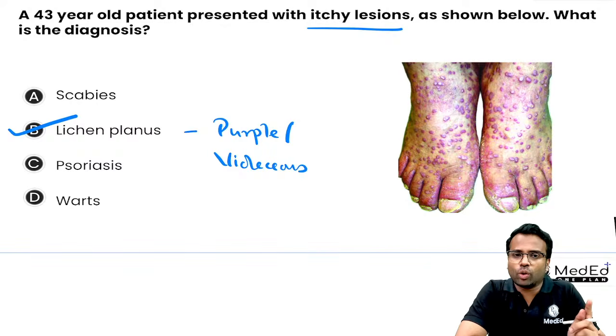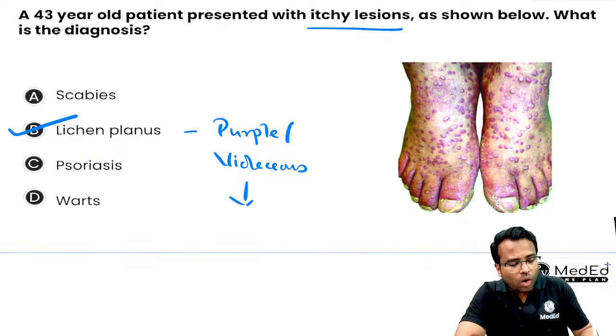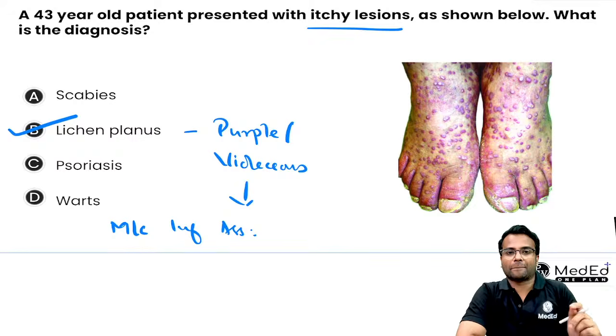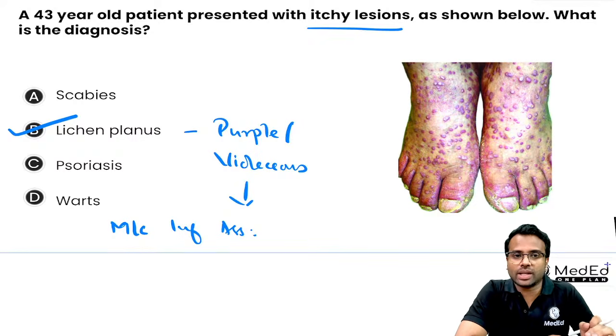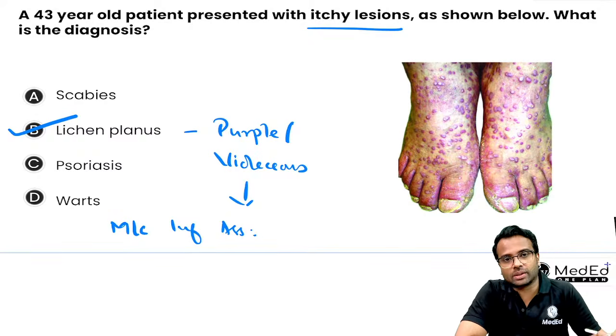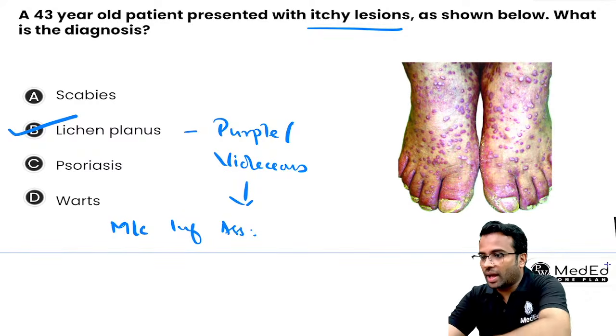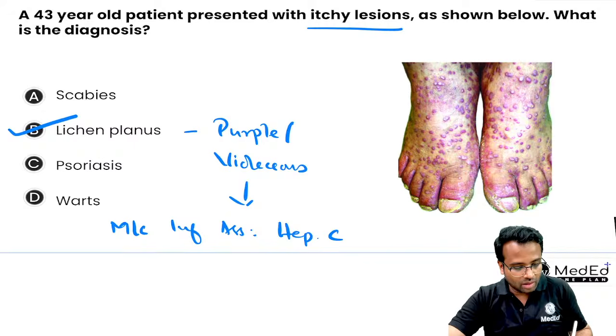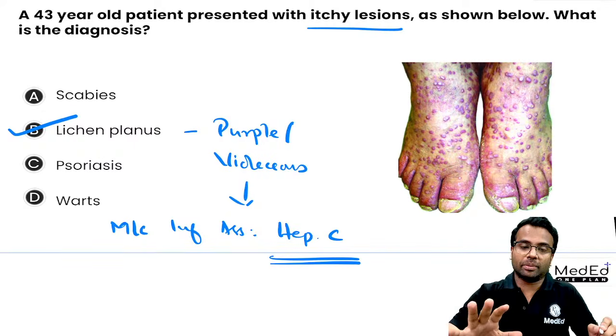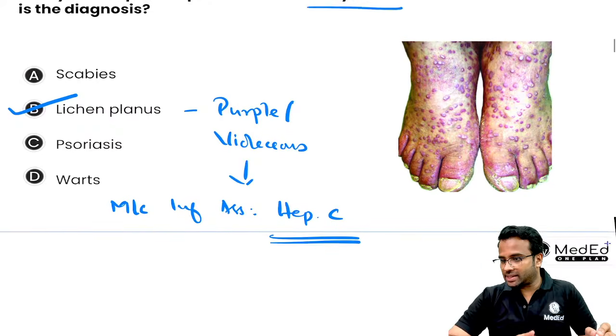One quick question before we go to the next one. In lichen planus, what is the most common infection that is associated? What is the most common infection that is associated with a lichen planus patient? If you want a clue, I can give you multiple options. Is it a streptococcal infection? Is it a human herpes virus infection? Or is it hepatitis C? Yeah, so this one, it could be hepatitis C, the most common association in patients who are having lichen planus. Is that clear?